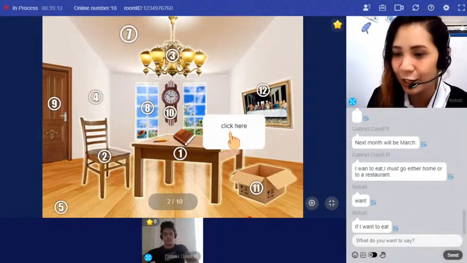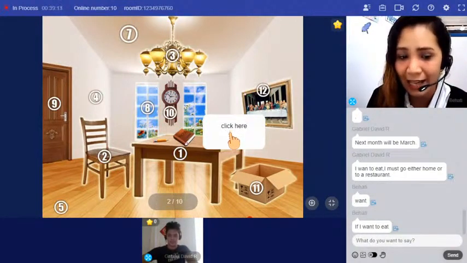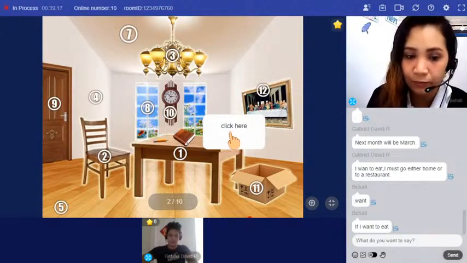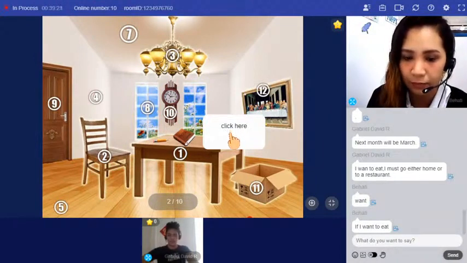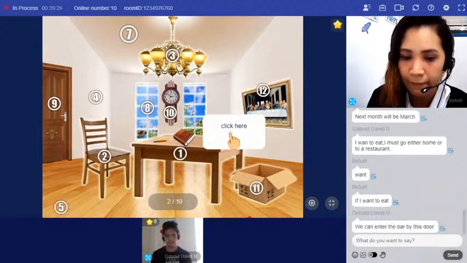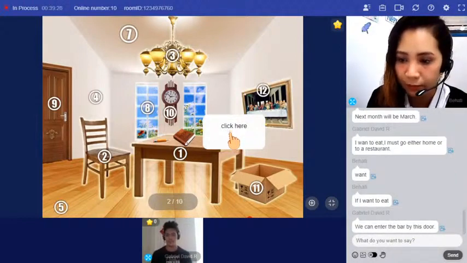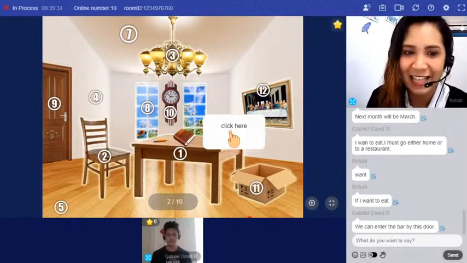We can enter the bar by this door. Full stop. Okay, and that's that. So we finish our dictation.